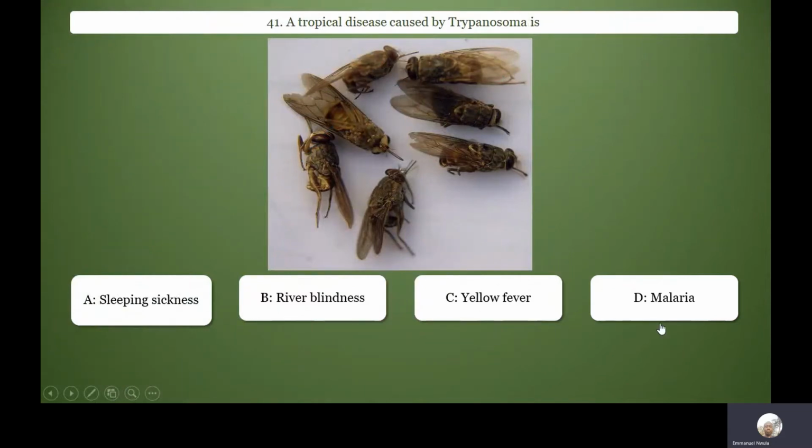A tropical disease caused by Trypanosoma is called sleeping sickness. Sleeping sickness is a disease caused by Trypanosoma brucei. Trypanosoma is the causative agent of sleeping sickness. Remember, this parasite, Trypanosoma, is transmitted by tsetse flies.